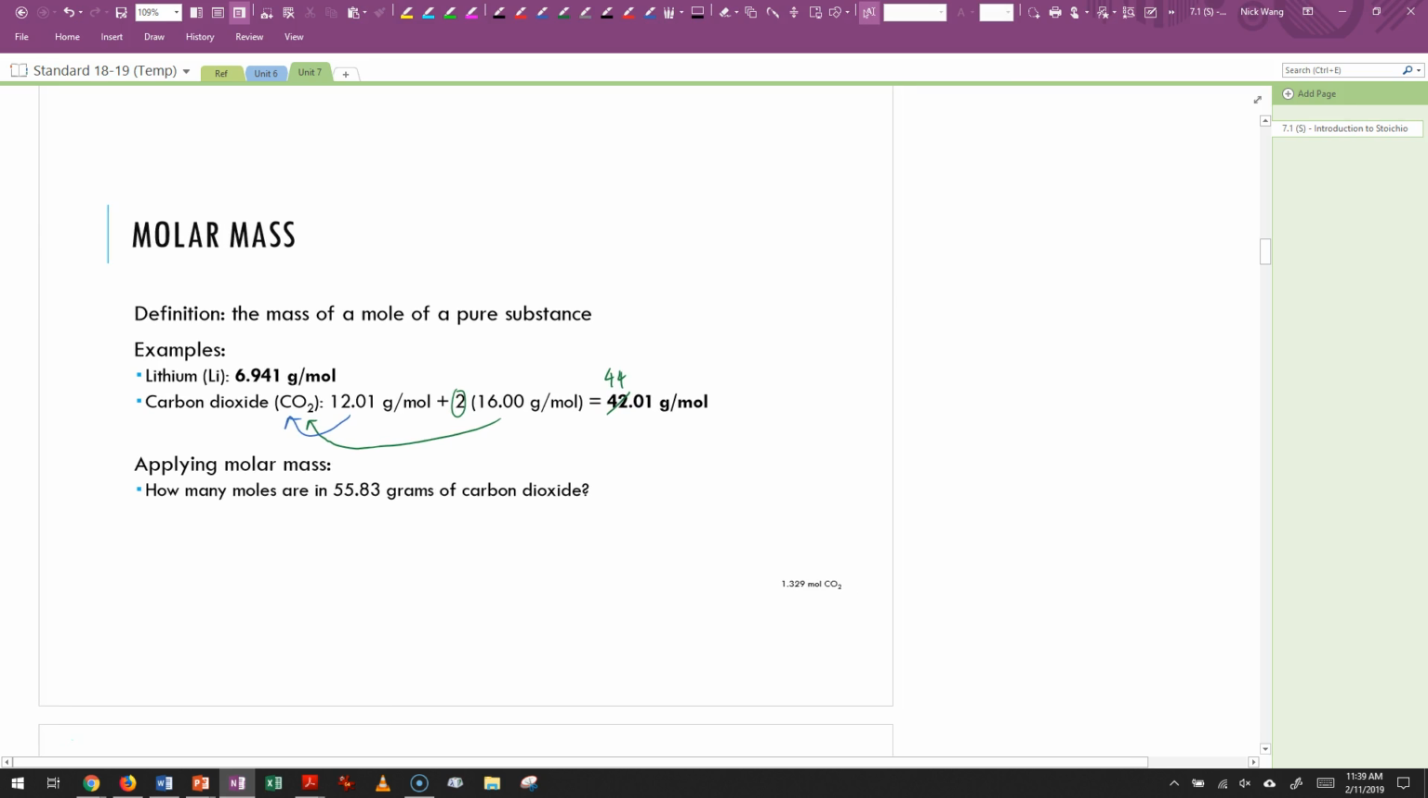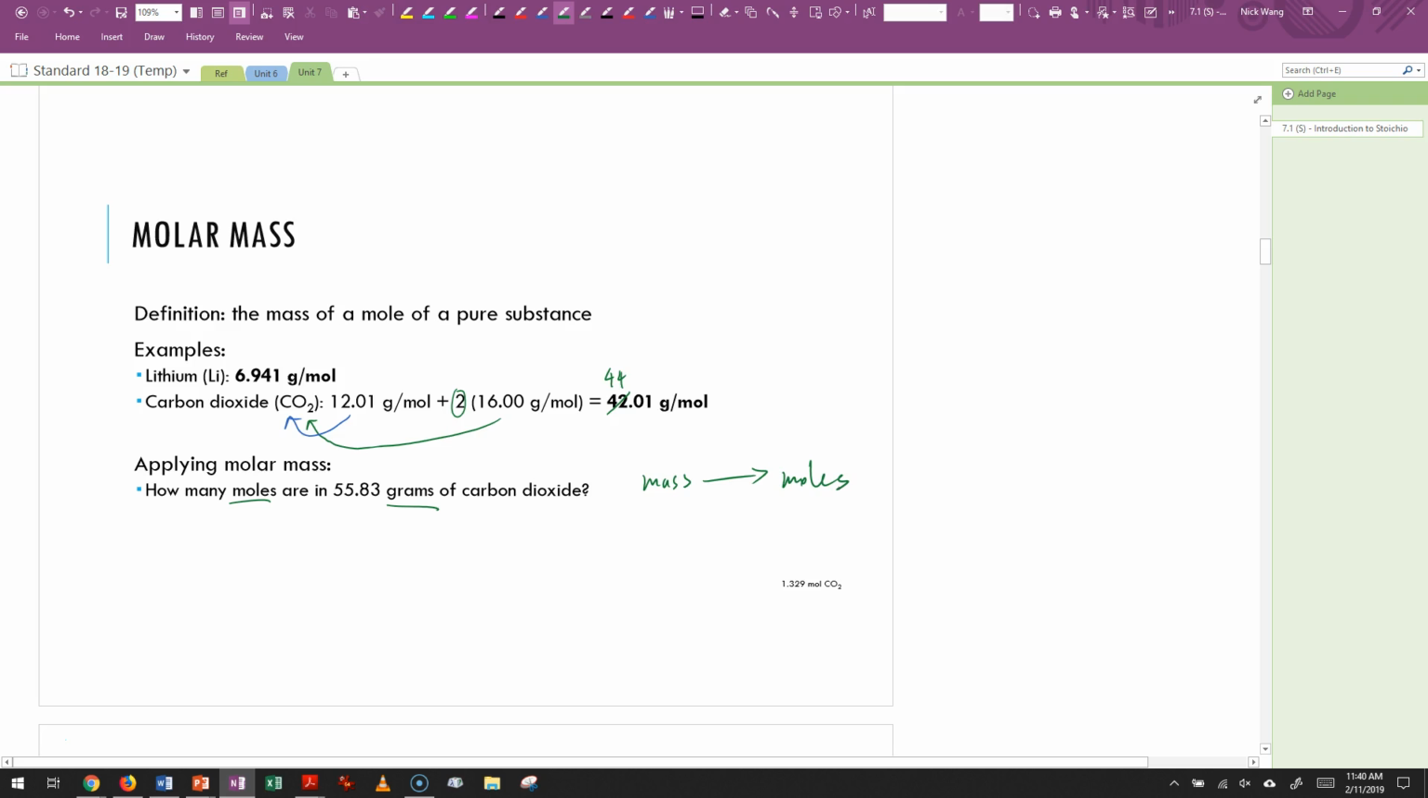How do we apply molar mass? One thing, of course, is getting the molar mass is good, but we have to know how to use it. So in this case, the question asks, how many moles are in 55.83 grams of carbon dioxide? So let's remind ourselves of how this works. We have carbon dioxide, that's our substance, and we're given a gram amount, right? So we're given a mass. And then we're being asked to figure out moles. So we're going from mass and trying to convert them to moles. How do you relate mass and moles?